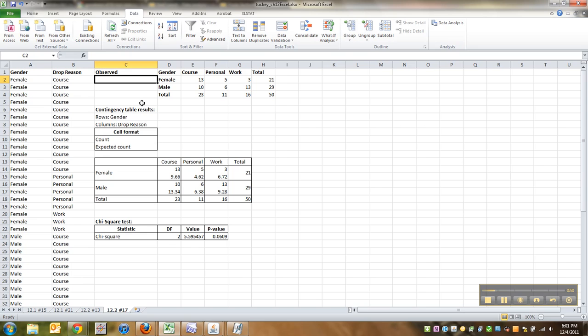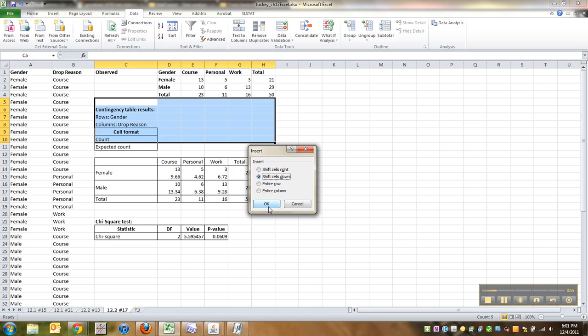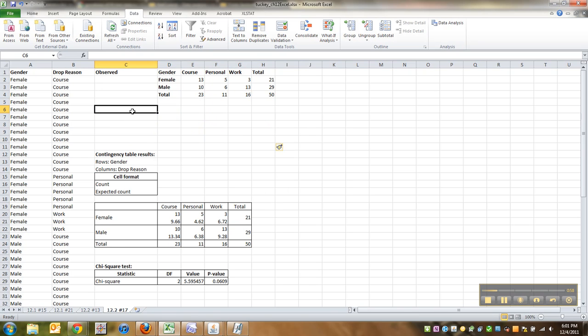The expected table. So what I'm going to do is make some space here. I'm going to insert, shift the cells down. I'm going to type up what my expected is. Now you could do it longhand or you could do it shorthand, right? So it's still these values right here. Now you can do it like the way they did it. So you take equals 21, give that an F4, so it's $, times 23 divided by the grand total of 50, give that a $. And then I can drag that along the row.